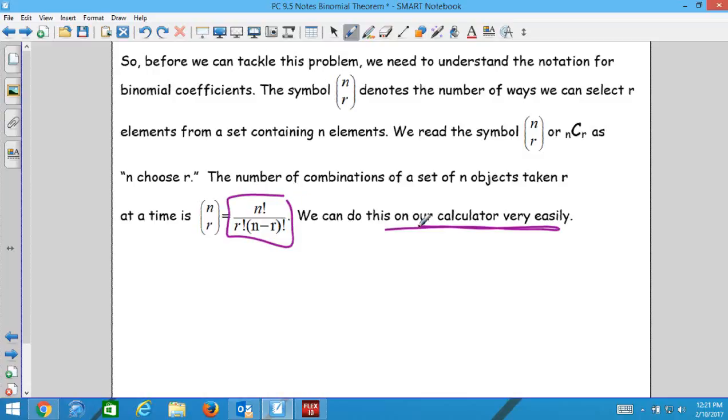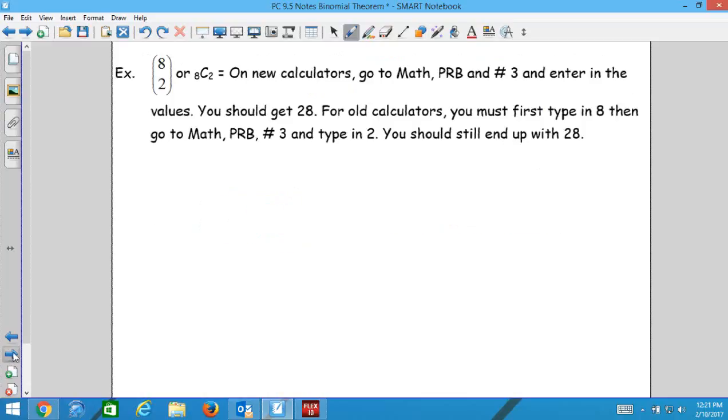So you got a calculator handy? Yep. Now you kind of already know if you have an older version or a newer version. But if you have the newer version, you can just go math, probability, and then number 3 and just type in. Here's an example. It says to do 8 choose 2. It comes up with a C, and then you put the 8 first and then the 2 first. Both of those are ways that we can write combinations.